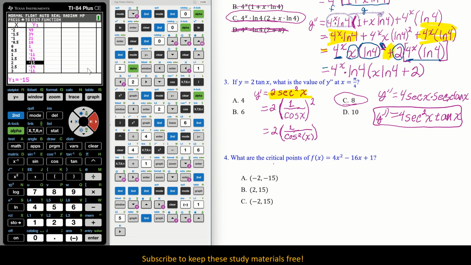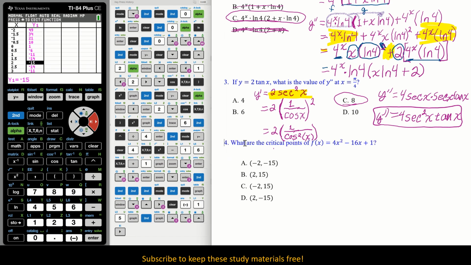Looks like when we made room, we got rid of one of our answers. There it is, 2 and negative 15. All right, there we go. All done on the calculator. No need to go through the written values. However, you'll see when we answer other questions, we will have to find the first derivative, second derivative, and so on.